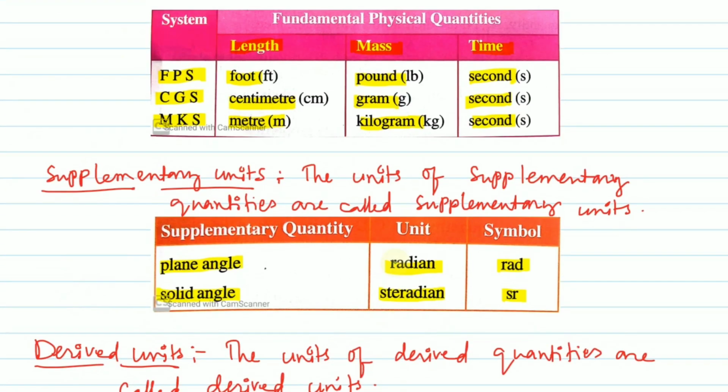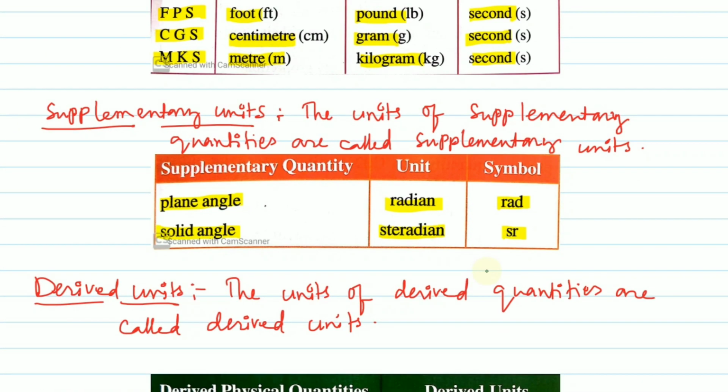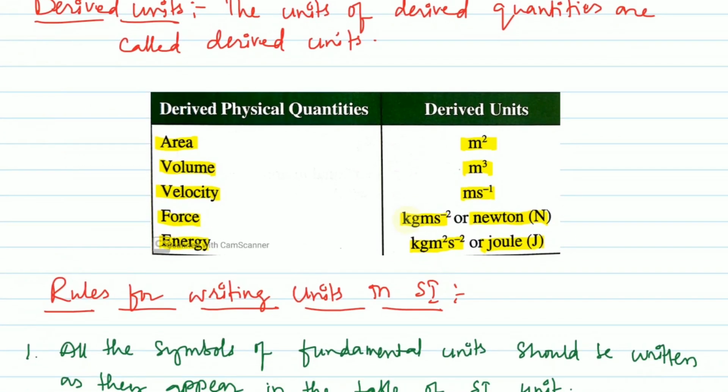Just now we have discussed the table of SI unit. So this is the table of SI unit. Here length is represented with a unit called meter and its symbol is small m. Mass, its unit is kilogram and symbol is small k small g. Time has a unit second, its symbol is small s. Likewise, strength of electric current, ampere, its symbol of unit is capital A. Capital K is for Kelvin, mol is for mole, cd is for candela, right? So we have discussed the first rule, that is all the symbols of fundamental units should be written as they appear in the table of SI unit.